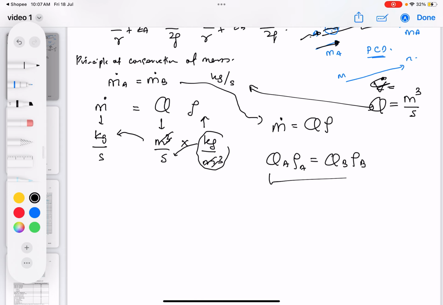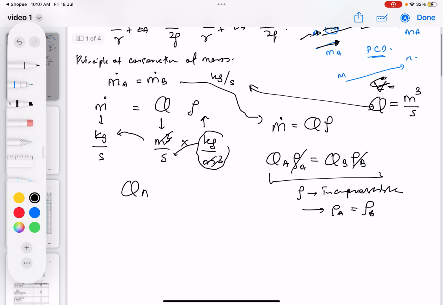But as I said before, usually for fluid dynamics, we consider the fluid to be incompressible. What does incompressible mean? It means that the density won't change, meaning that rho A is equal to rho B. So now I end up with this equation: QA equals QB.